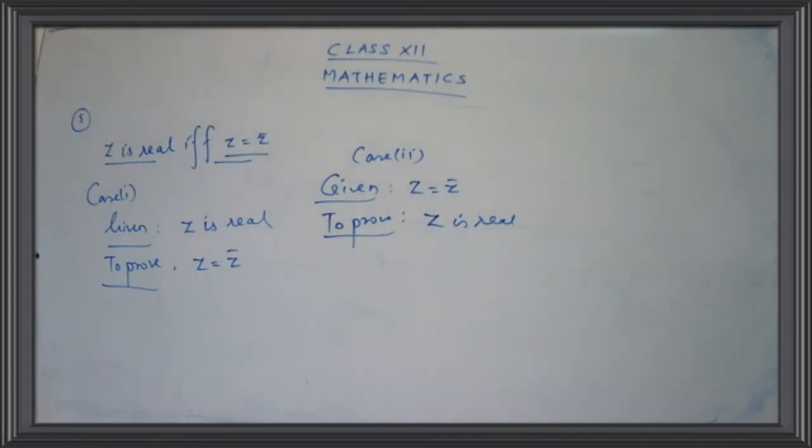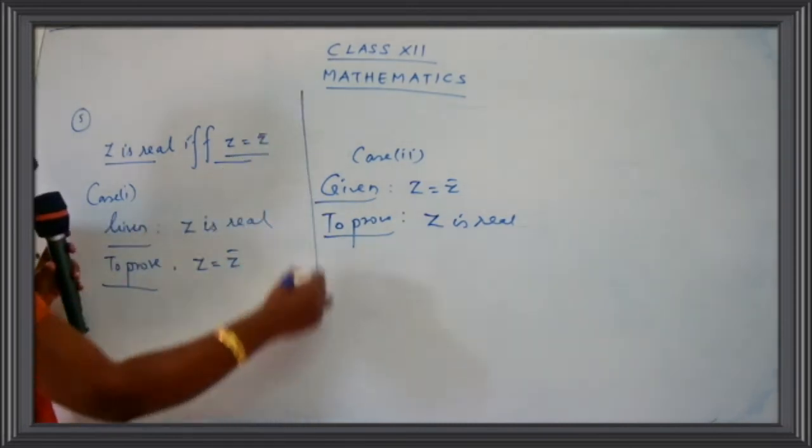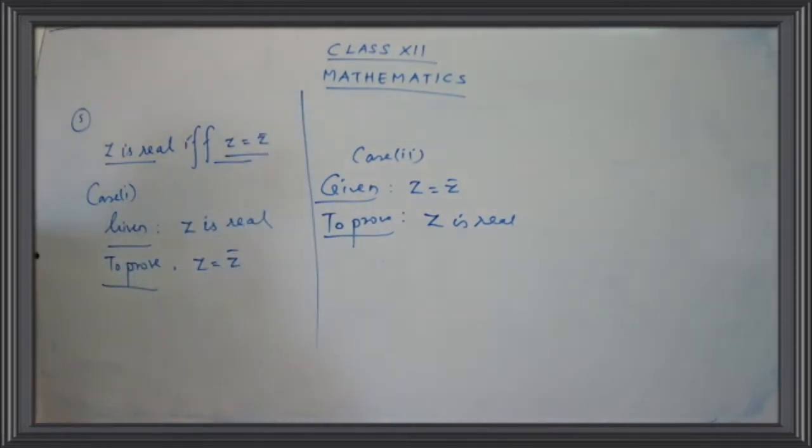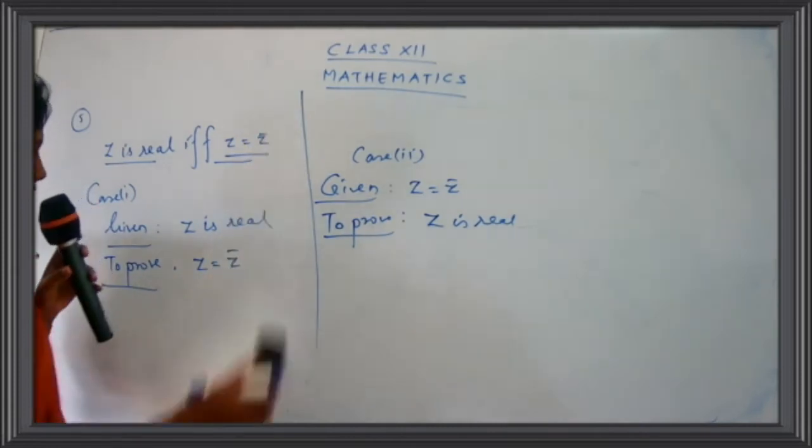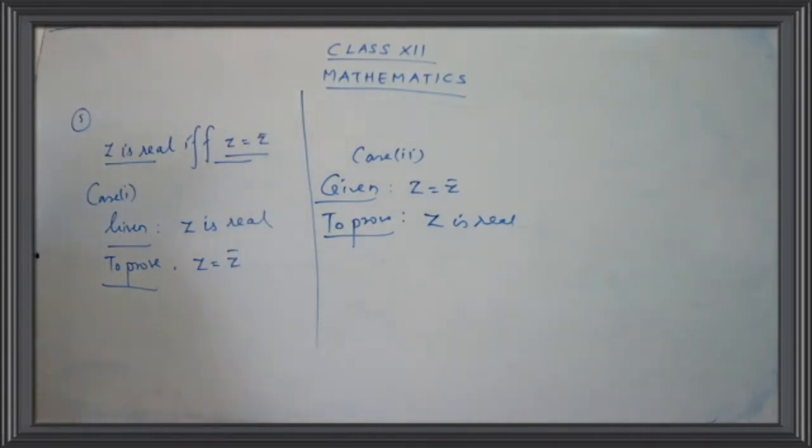Let us come to case 1. You can write down case 2 later on children. Do not take case 2 now. Just write down case 1. I'll tell you when to write case 2. Have you taken down the given part?